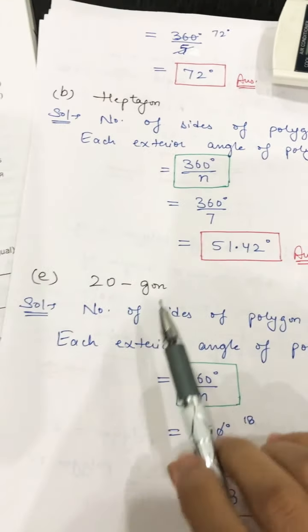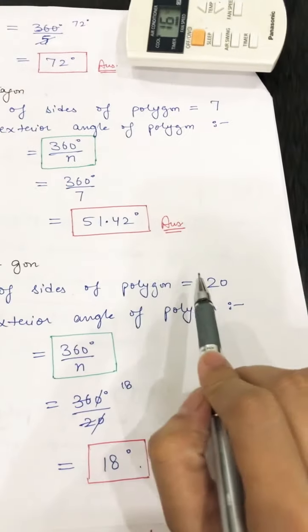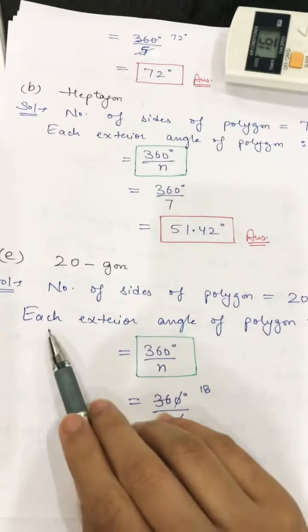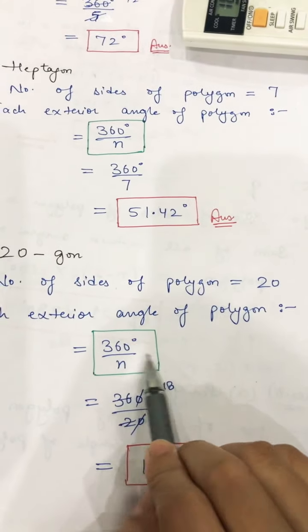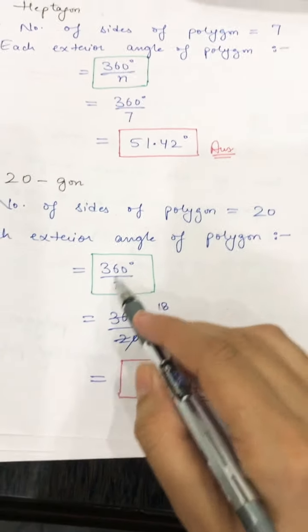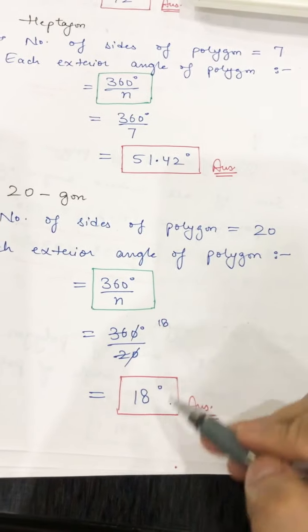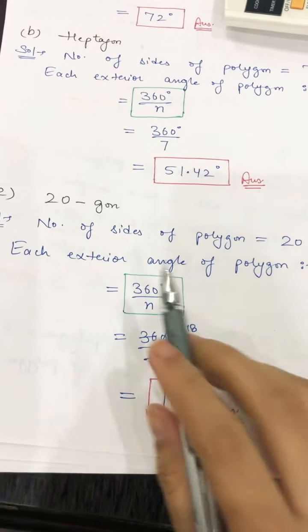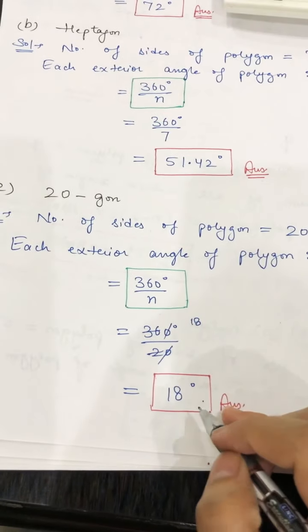Okay, now I'm going to solve the last part, part E. E part is 20-gon. It means the number of sides of the polygon is 20. Apply the formula of each exterior angle of a polygon, that is equal to 360 degree divided by n. Now 360 degree divided by n, the value of n is 20. Cancel it, it will cancel on 18. So 18 degree is your exterior angle of the polygon. That is each exterior angle of the polygon.